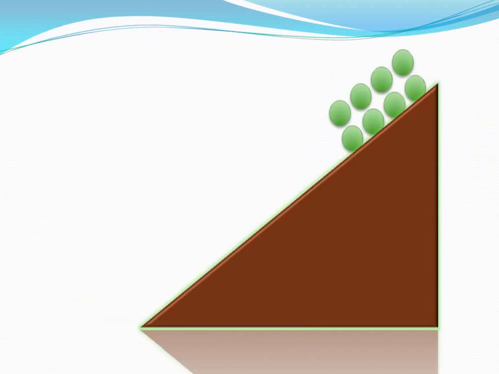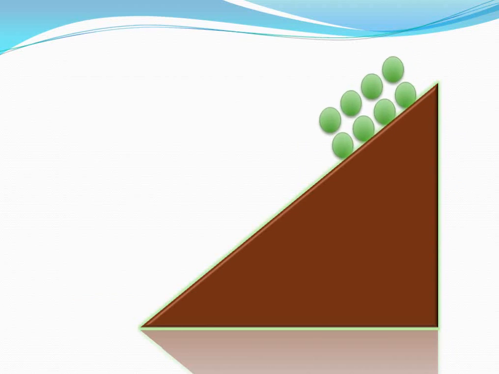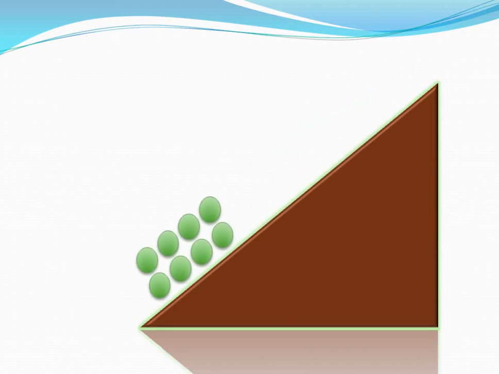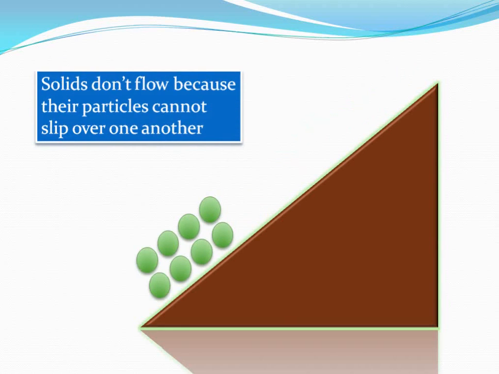Another property of solids, liquids and gases is the property to flow or the property to not flow. Solids do not flow. This is because their particles cannot slip over one another. What is flowing? Flowing means that the particles of the same substance slip over other particles of the same substance. This does not happen in solids because the particles can hardly move. They just vibrate about their mean positions. So the particles of solids do not flow.